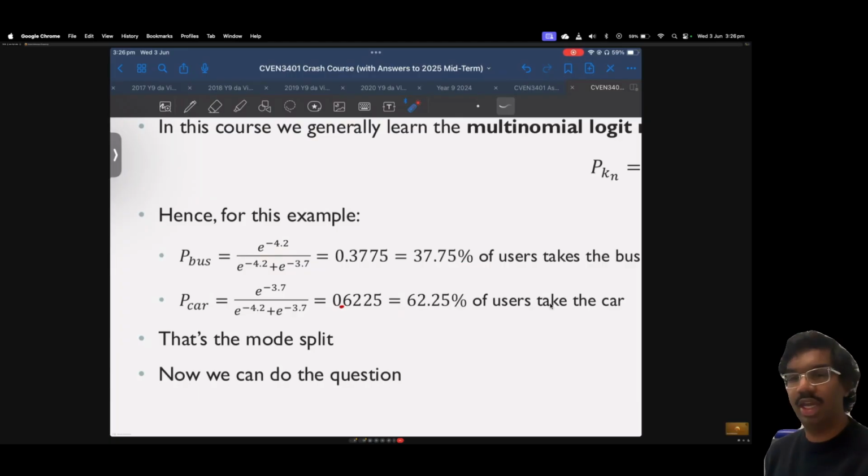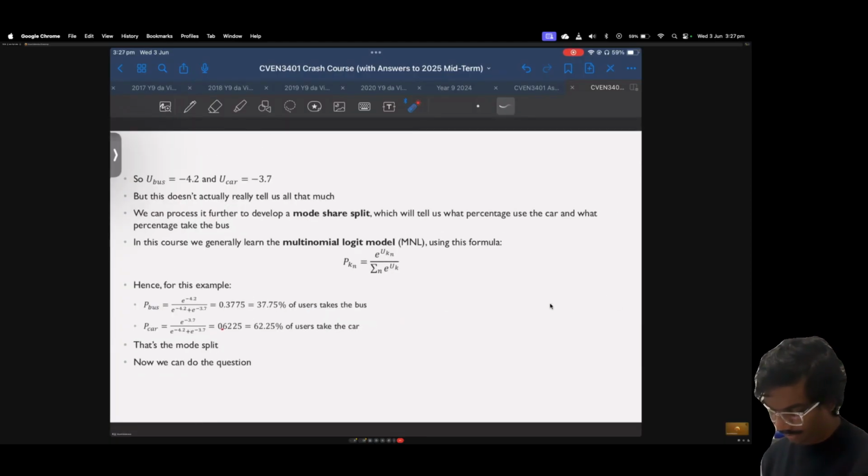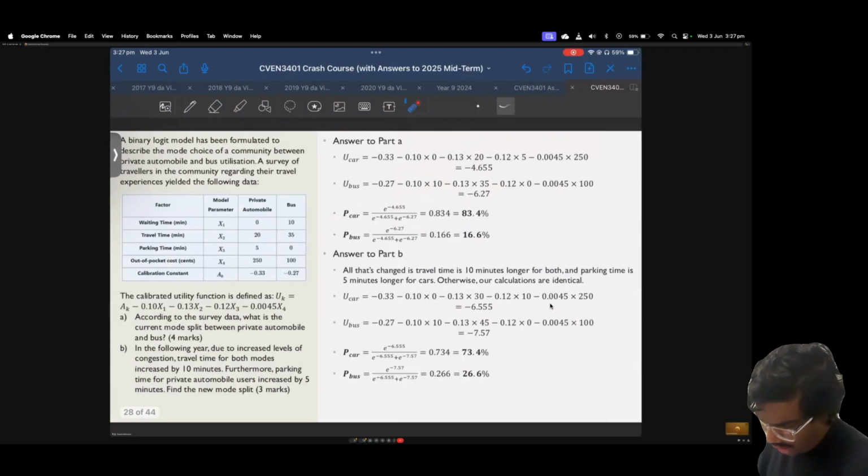All right, so now we can actually do the question. It's quite straightforward. Remember the multinomial logit model. To be honest, I think it should already make sense because I did them. But basically, this is our equation: UK equals AK minus 0.10x1 minus 0.13x2 minus 0.12x3 minus 0.0045x4.